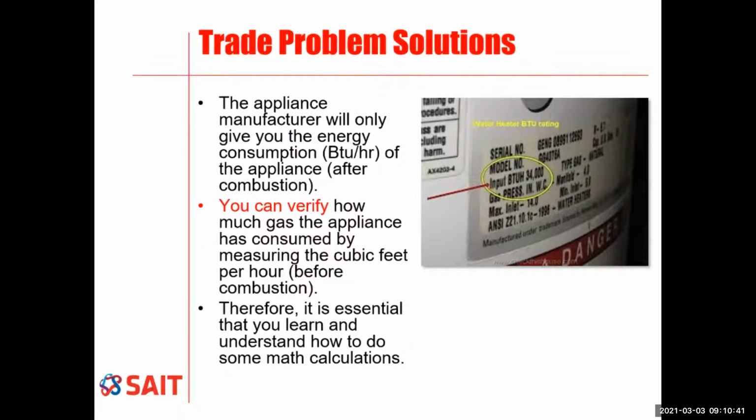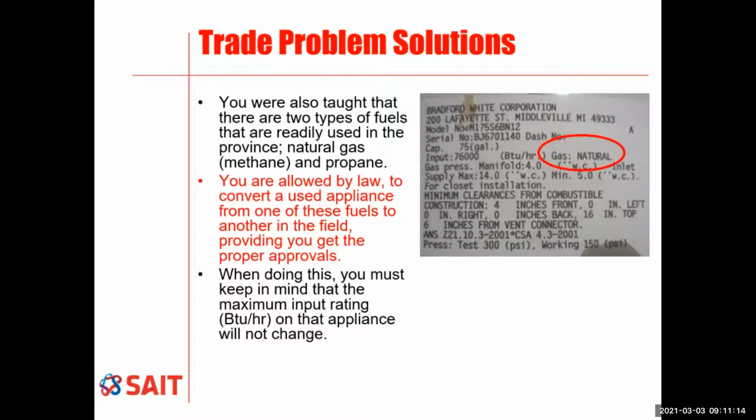So again, the appliance manufacturer will only give you the energy consumption of the appliance after combustion. So we can verify how much this appliance has consumed, measuring the cubic feet per hour that goes into the appliance. It's before the combustion. It's how much gas is flowing in the pipe into the appliance. Okay, so to do this, we need to know some mathematical calculations, and we're going to figure some of this out.